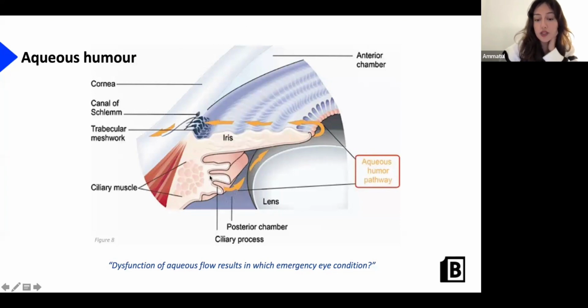The reason this is significant is because, as we mentioned before, the ciliary processes produce aqueous humor. This aqueous humor first enters the posterior chamber, and then it goes through the pupil, which is just a hole in the iris, through the anterior chamber and the trabecular meshwork, canal of Schlemm, and out through the drainage systems. Now, the clinical significance of this is when the trabecular meshwork is disrupted, it results in a very common eye emergency. Just take a moment to think about what that might be.